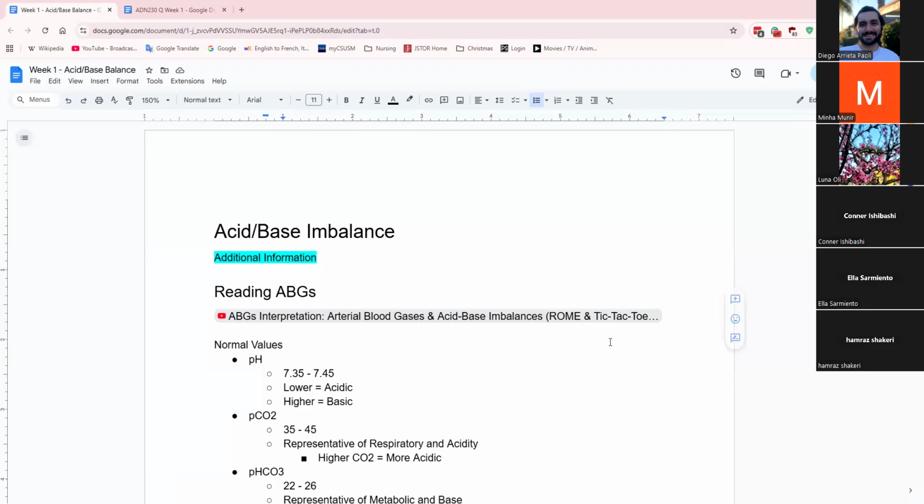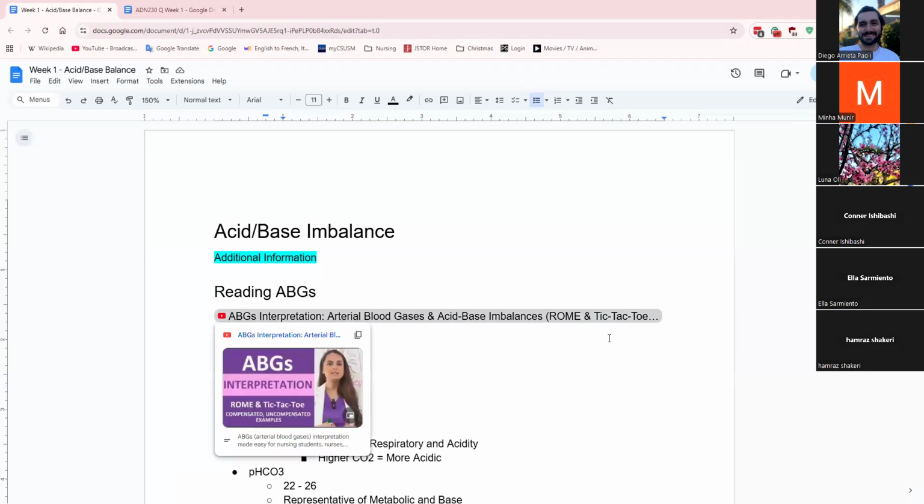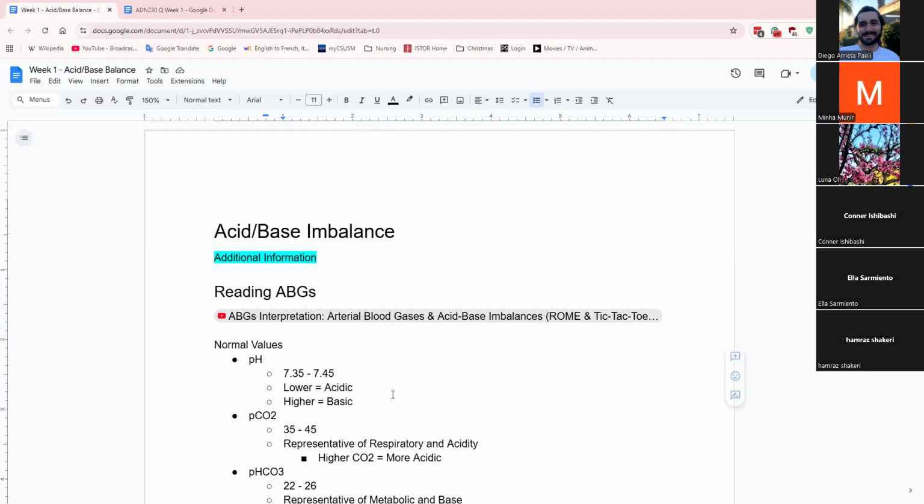One of the methods they call the Rome method and the tic-tac-toe method. Whatever is more comfortable for you is whatever is going to be best for you. If other people do it a certain way, don't feel forced to follow it. Just do whatever is comfortable, just like the math. Some people do the formula, some people do the metro analysis. It's whatever works for you.